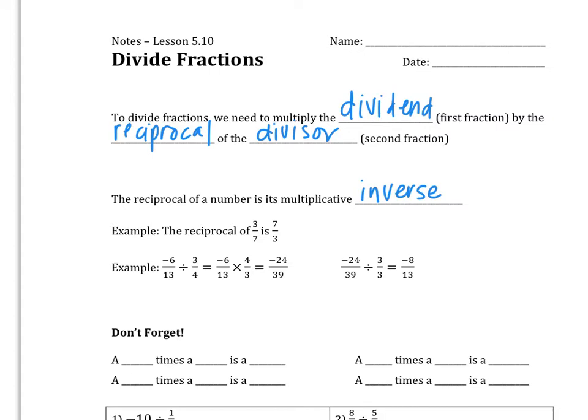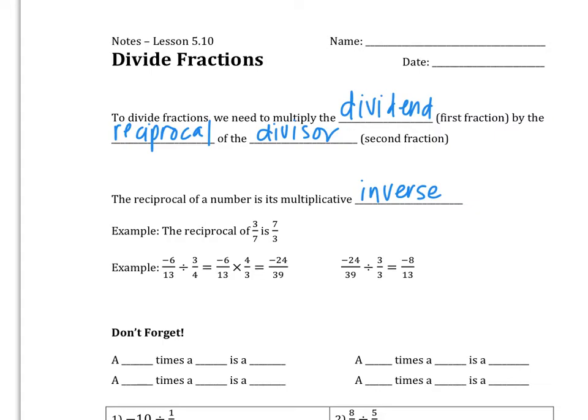In this example, the next step would have been taking a look at this number. We can see that we can reduce it down, and then we reduce it. So that's all dividing fractions is. It's almost the same as multiplying fractions. You're just going to change your division sign to multiplication, and multiply by the reciprocal of your divisor, or the second fraction.